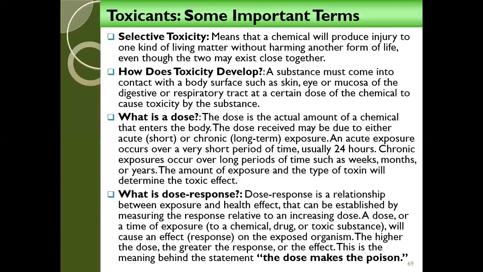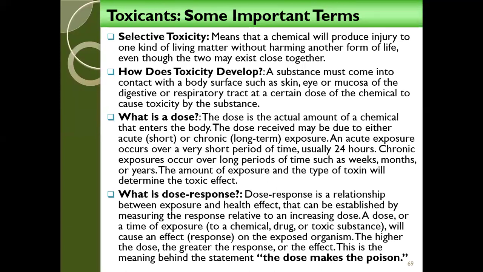So how does toxicity develop? A substance must come into contact with a body or a surface. It could be your skin, eye, digestive or respiratory tract, at a certain dose of the chemical to cause toxicity. So that is the first line of toxicity: it must first have contact.